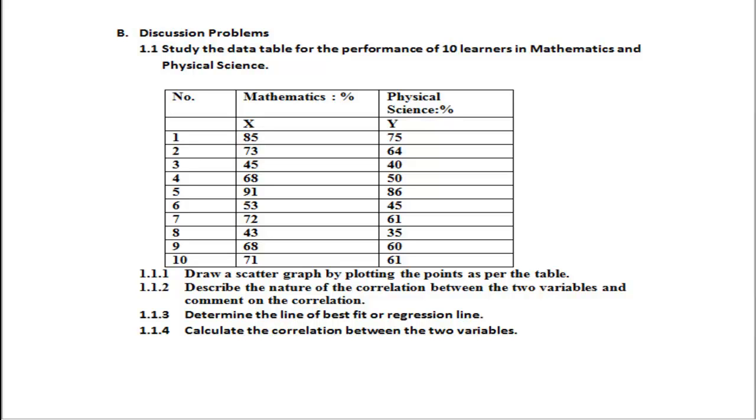Now look at this problem here, where we're studying the data table for the performance of 10 learners in mathematics and physical science. At this stage, I want to mention very, very clearly that in order for us to arrive at valid results in statistics, you need a minimum of 30 in the data set. So therefore, when you are writing an examination, and when you have less than 30 in the data set, whether it is at school level or the national senior certificate level, you're not going to get valid results from it.